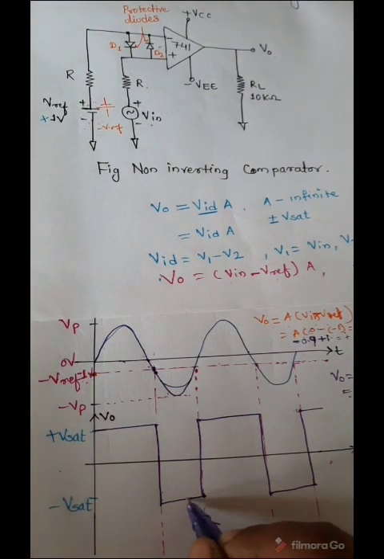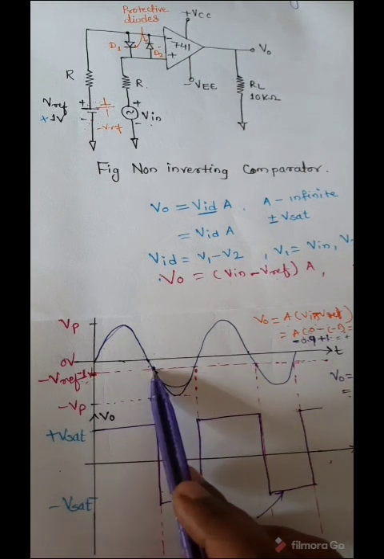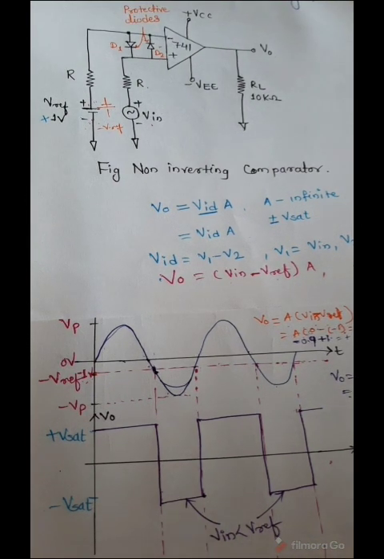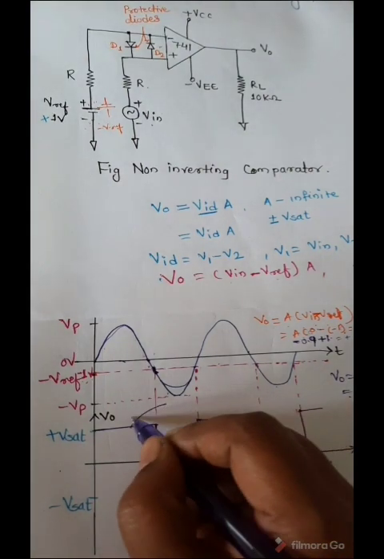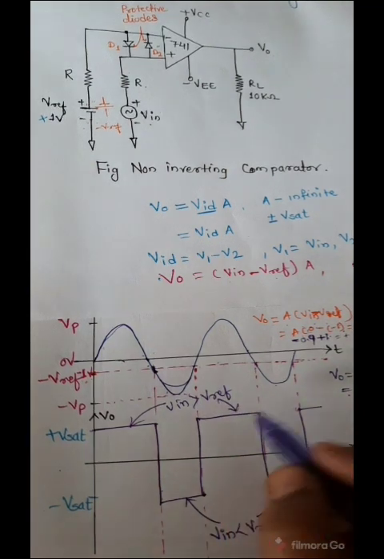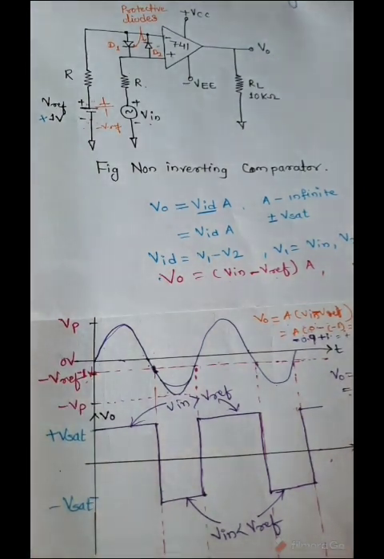So how can we write the condition for these two portions, whether V in is less than or greater than the reference signal? See, V in is less than the reference voltage, for which the output is at negative saturation. V in is less than V reference, output is negative. For this, V in is greater than V reference, so the output is at positive saturation. In this way we can produce the digital output, so a comparator is a circuit which can also be called one that produces a digital output.